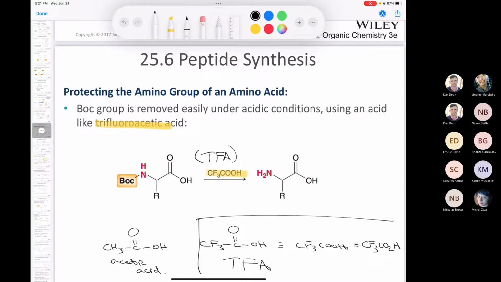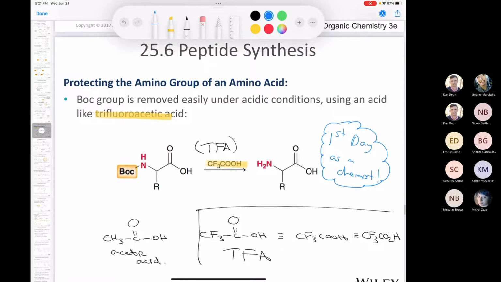And what's cool about removing a BOC is, let's say you were working as an organic chemist and this is your first day in the lab. If I was monitoring you, this is the first reaction I would get you to do in the lab. The reason why is because this usually works with very high yields, maybe even 100% yield. Very effective reaction and very easy to do.